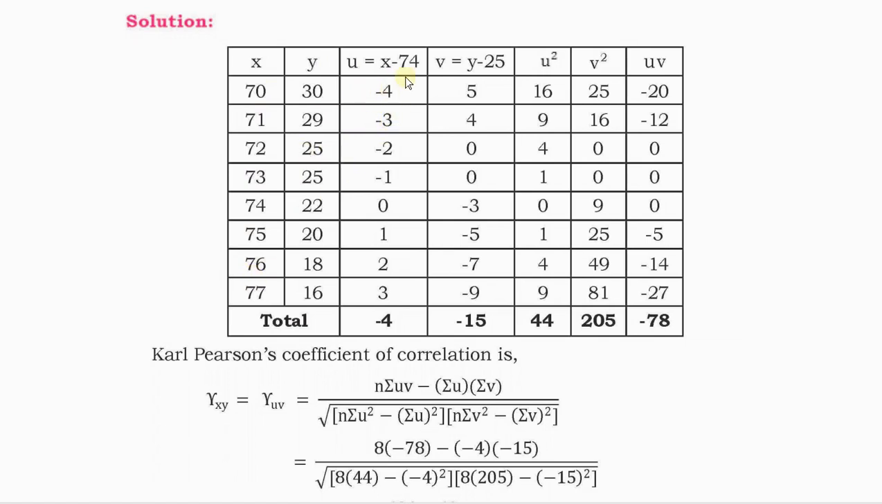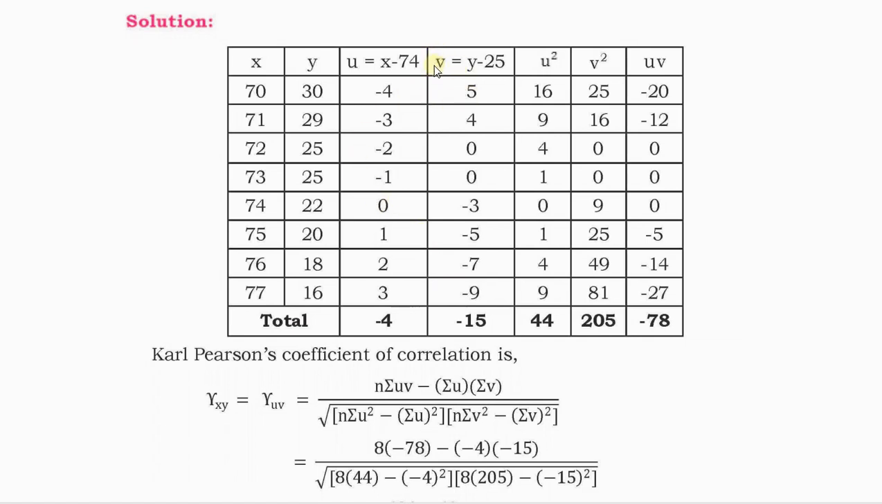So here they have chosen the arbitrary value as 74. So all the values of x have been subtracted from 74 and written here separately. So u is equal to x minus 74. So 70 minus 74 is minus 4, 71 minus 74 is minus 3, 72 minus 74 is minus 2, 73 minus 74 is minus 1, 0, 1, 2 and 3. The total here is minus 4.